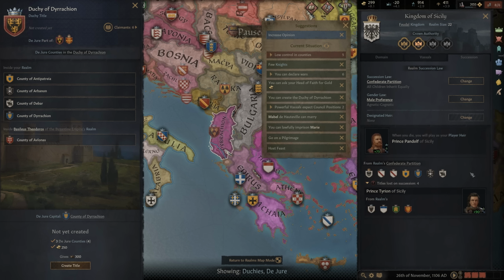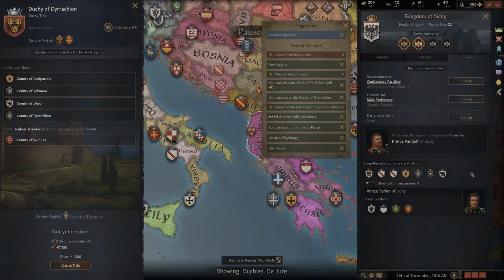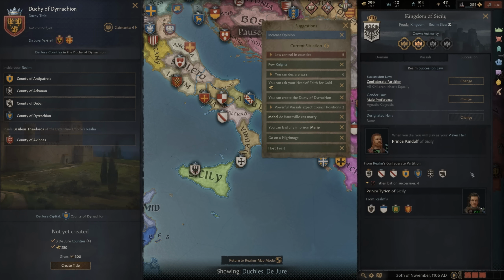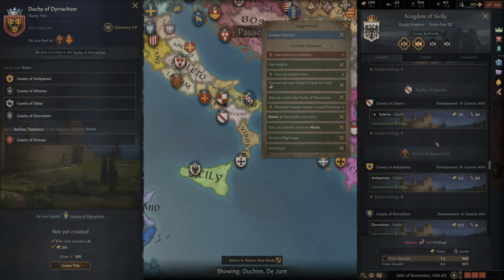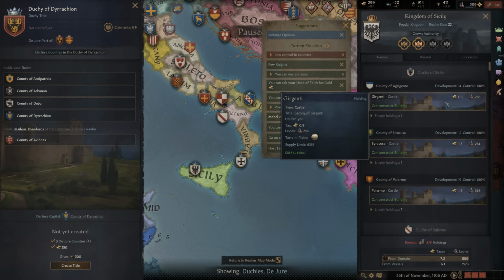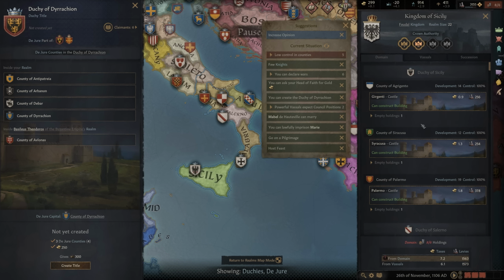But I kind of don't want this to happen. I do want some things to go to Pandolf, and I want some things to go to Tyrion, but I want the lion's share to go to Pandolf, because the important thing about succession and your domains is the money they're making you. If you don't set up your succession for proper domain, then your new king, your new character, is just really not going to be making a lot of money.